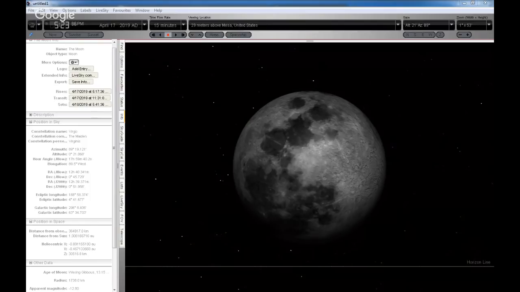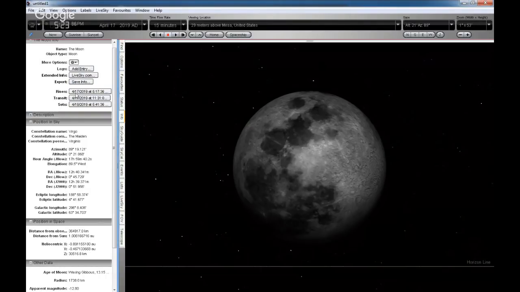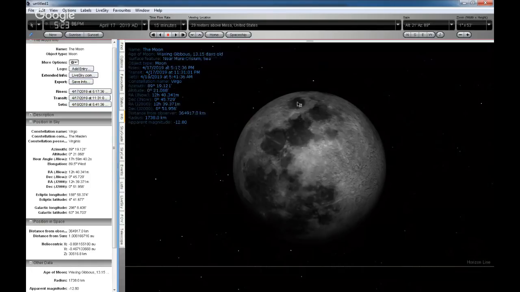Okay, so I've got Starry Night opened here. It's April 17th, 2019, 5:23 p.m. We can see the information here for the moon. It says it rises on April 17th at 5:17, so we're a few minutes after that, to bring the moon above the horizon. We can see the Sea of Crisis at the top of the moon there.